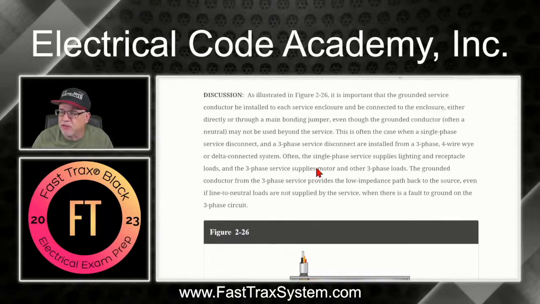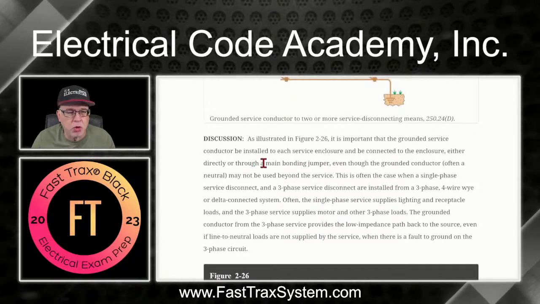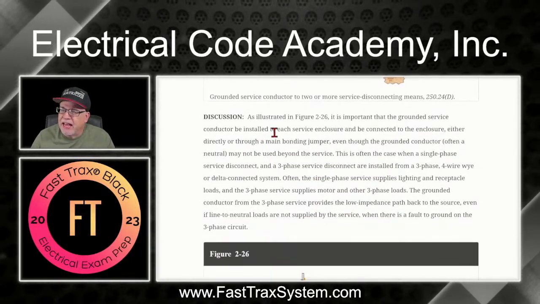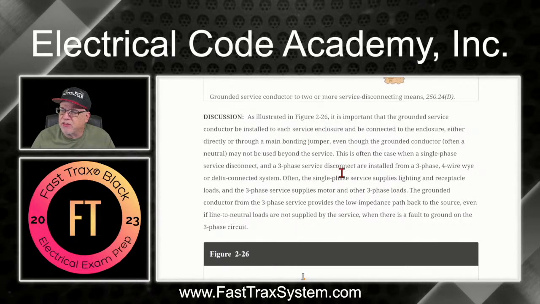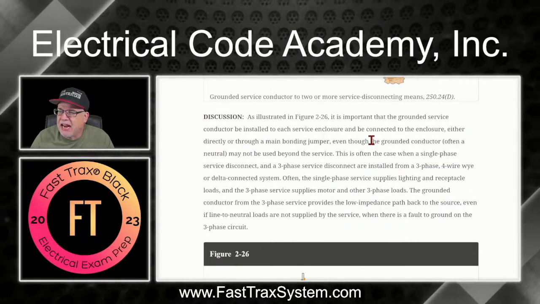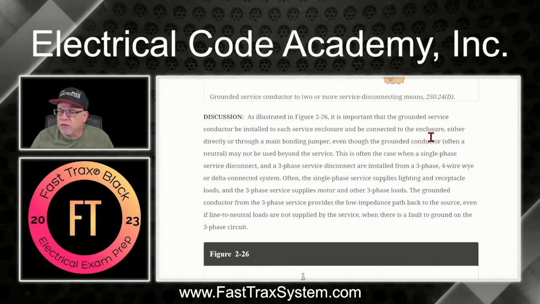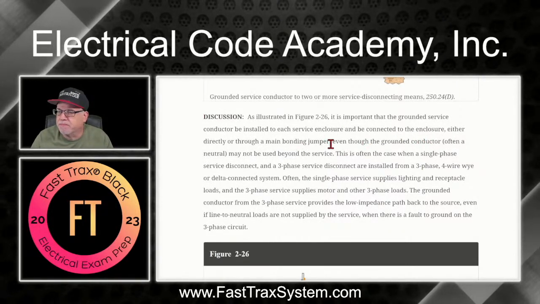All right, but anyway, let's talk about this discussion real quick. It says, as illustrated in 2-26, it is important that the grounded service conductor be installed in each service enclosure and be connected to the enclosure, again, using a main bonding jumper.